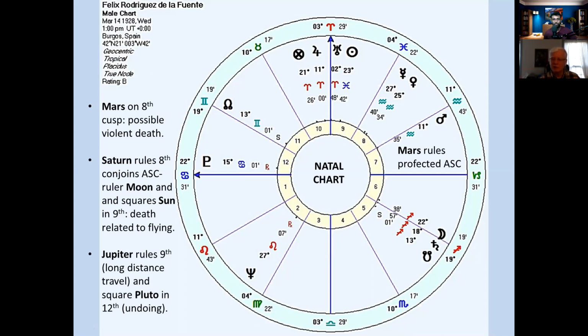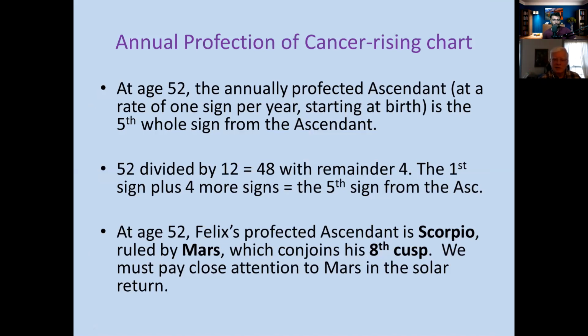So we'd expect Mars conjunct the 8th cusp to somehow manifest in his life at age 52. Now, it doesn't have to be a death or an accident. It could be other things. But, let's see, I think I just said all this. Here I'm just explaining why I think Scorpio is the perfected ascendant at age 52, but we all know that.